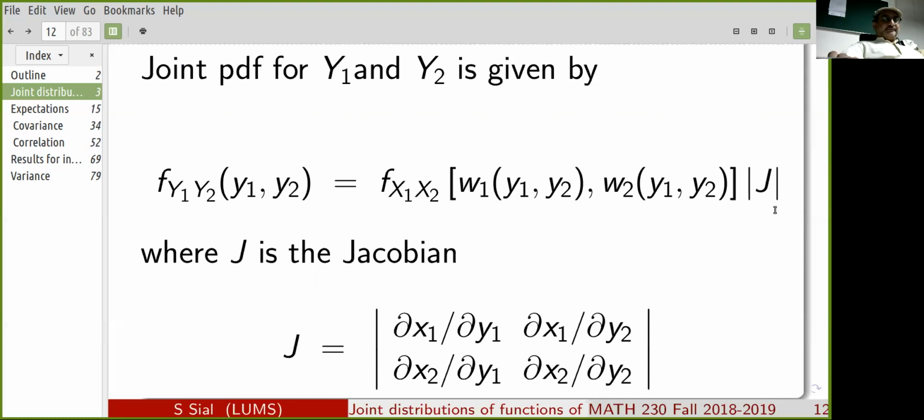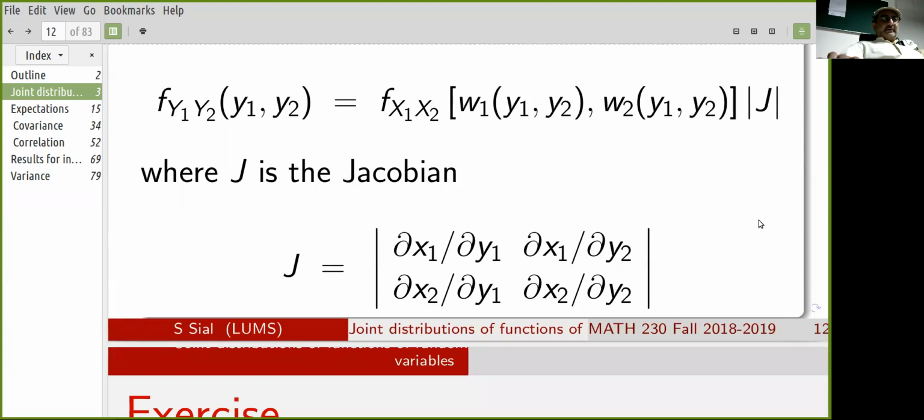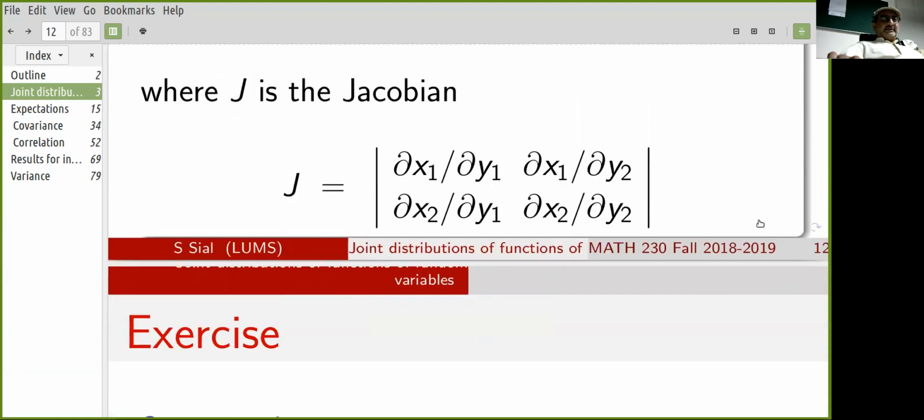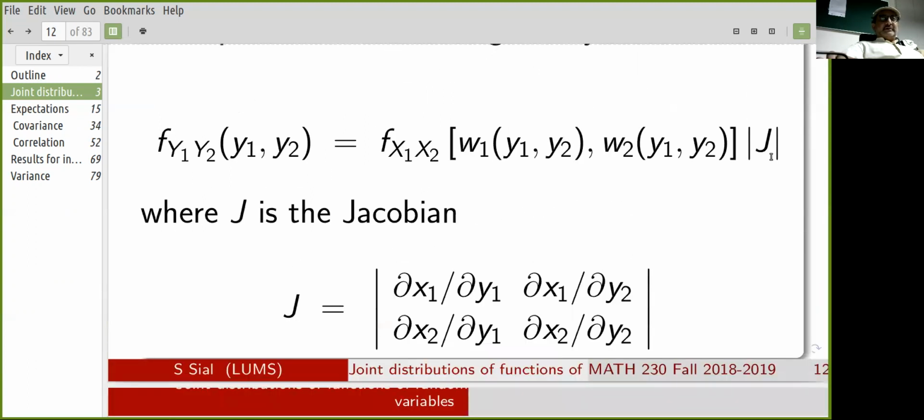Multiplied by the absolute value of the Jacobian determinant, and the Jacobian is the determinant of this matrix: partial of x1 with respect to y1, partial of x1 with respect to y2, partial of x2 with respect to y1, and partial of x2 with respect to y2. So you find that determinant, and if it's negative, well, you just take the absolute value of it, and then you multiply.